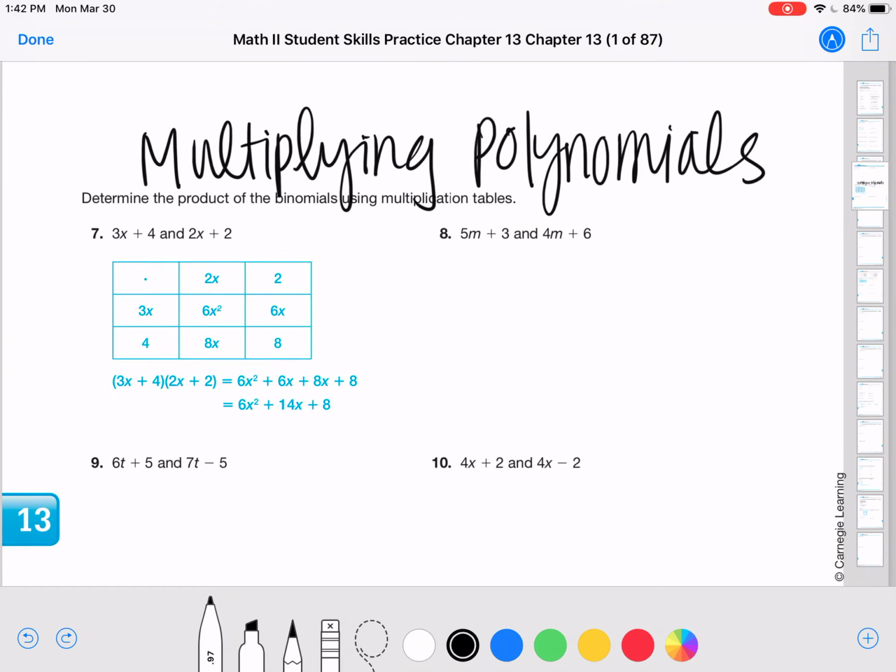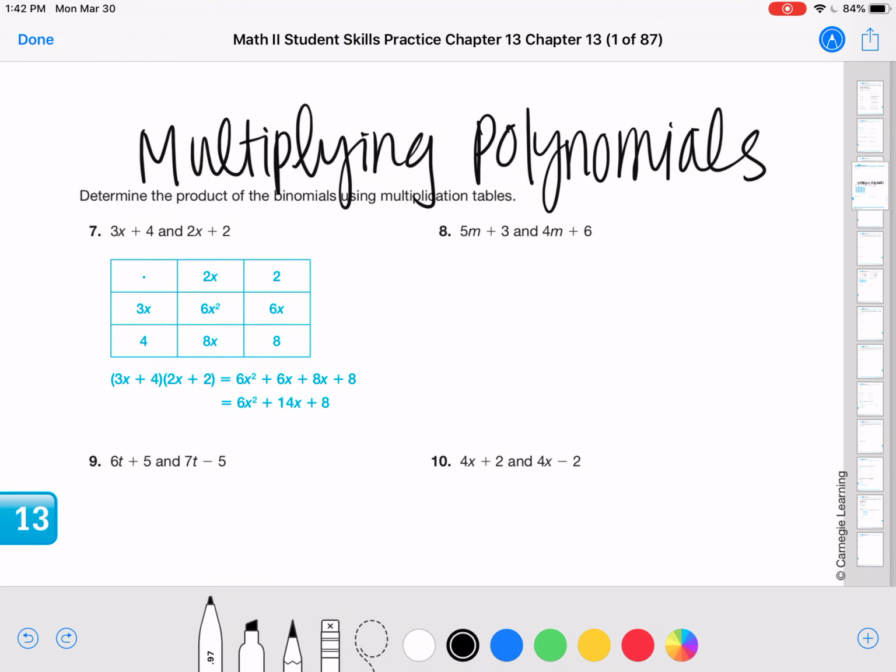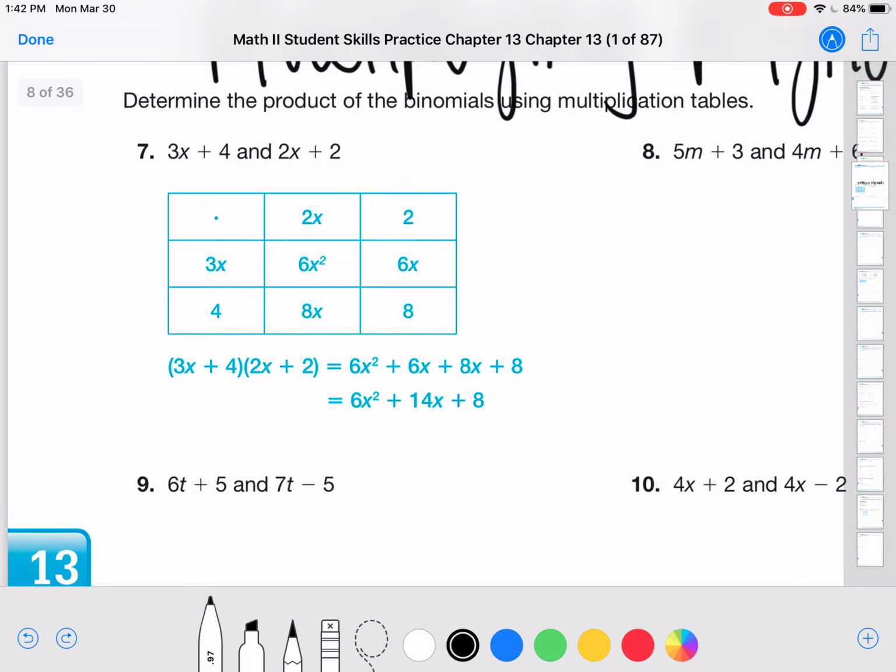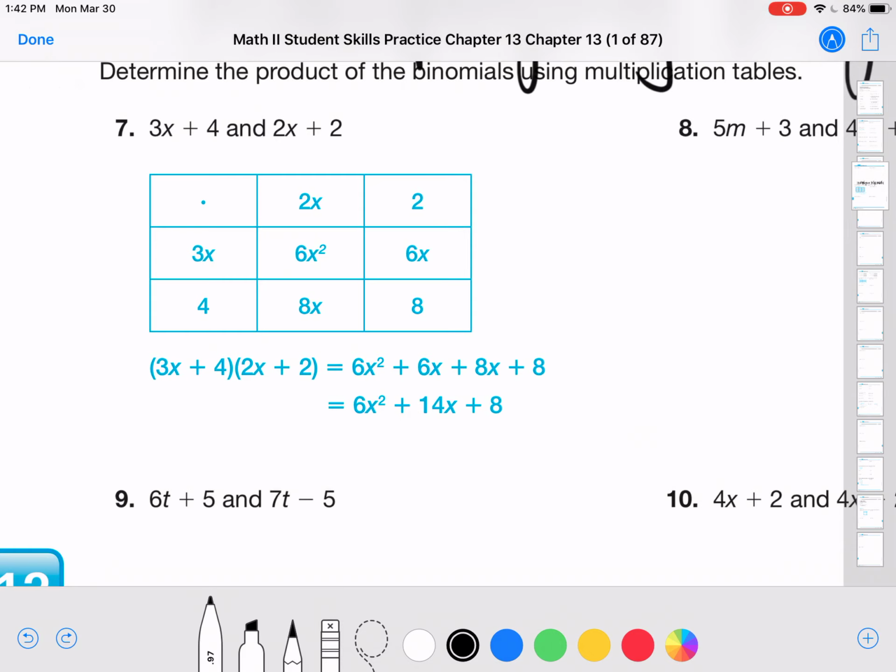I'm going to show you how to multiply polynomials using two different methods. So let's see what they did for number 7. You have two polynomials that you're multiplying. They're actually two binomials. The first one is 3x plus 4. What they did was put 3x and 4, both terms, in a vertical column, and then they put 2x plus 2, again two terms, in a horizontal row.